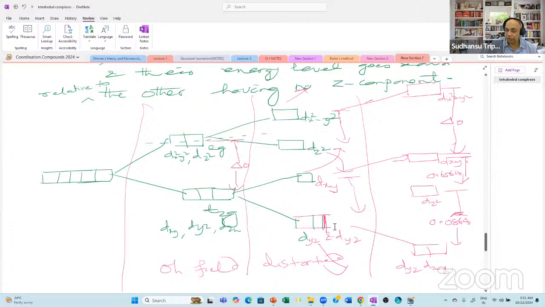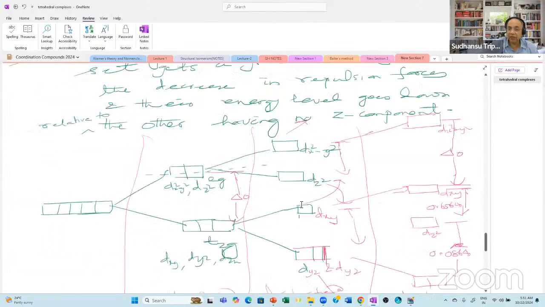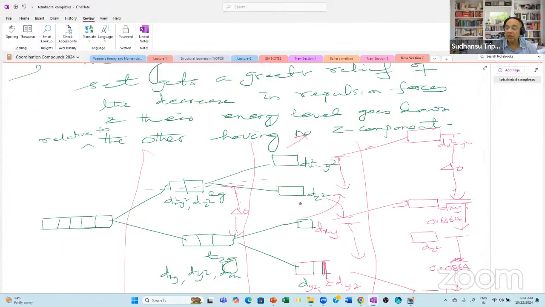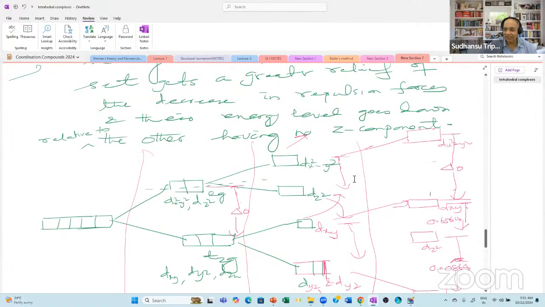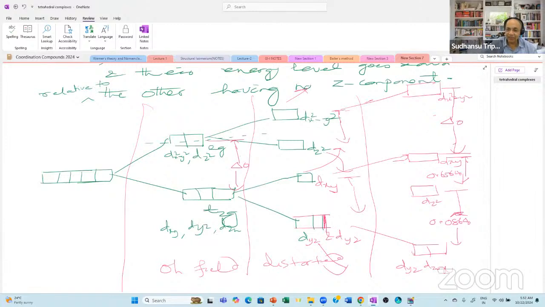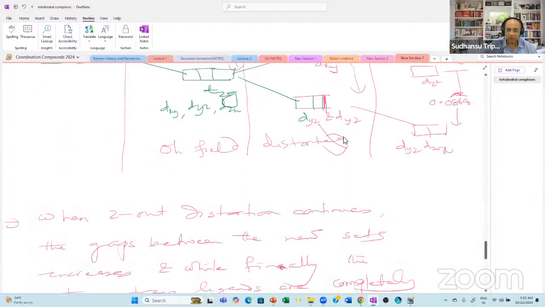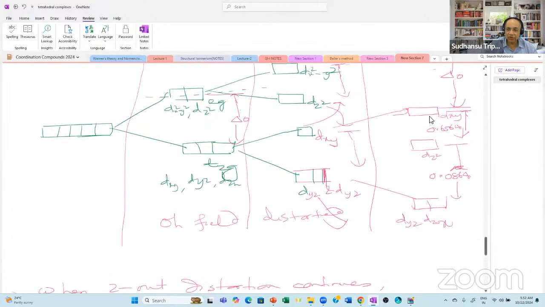So these three lower orbitals will be occupied by 1 electron each before pairing occurs. So let me write down a delta very large. This gap is very large, but the others are all small.